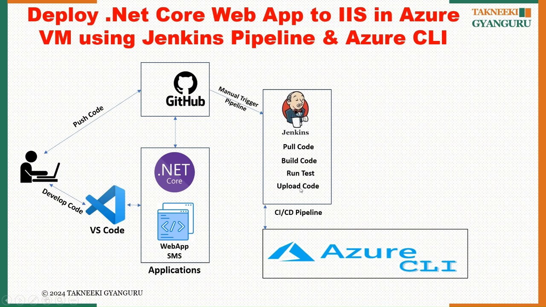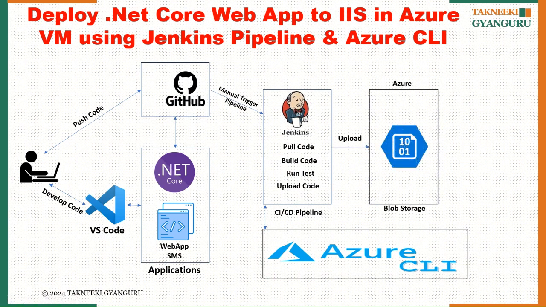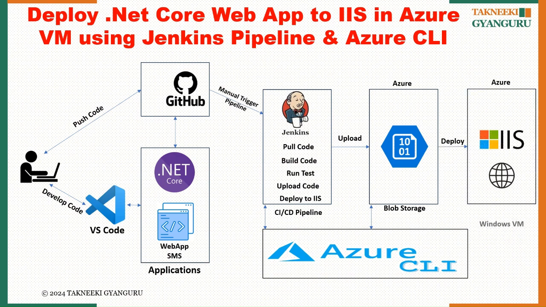So once we upload the code using Azure CLI to the blob storage, we will create a blob storage and a container inside it, and upload this web application to the blob storage. And then finally we will deploy this application to IIS in the Azure VM.